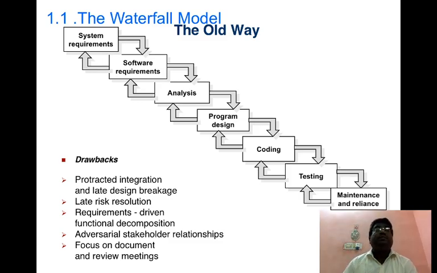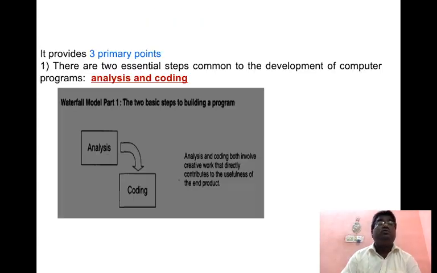So these are the main drawbacks of the conventional process model related to the software development process model. Okay, so in today's class we discussed only the waterfall model, which is known as the old way. In the next class we will go through the primary analysis and coding activities. We'll discuss it in the next class. Okay, right.